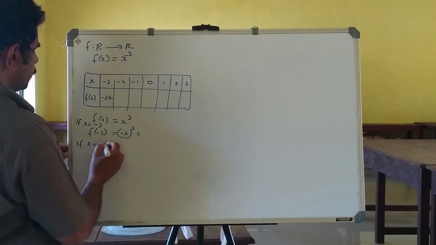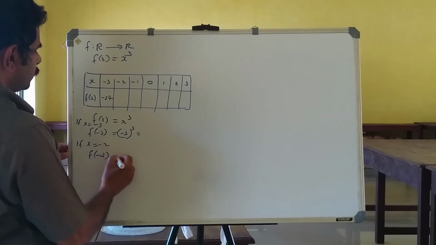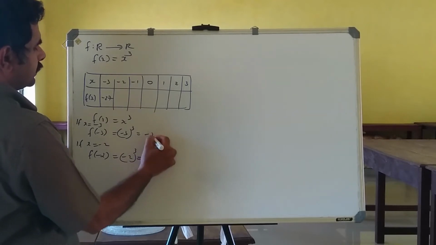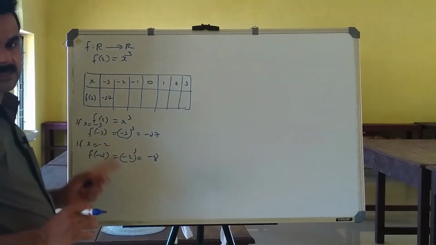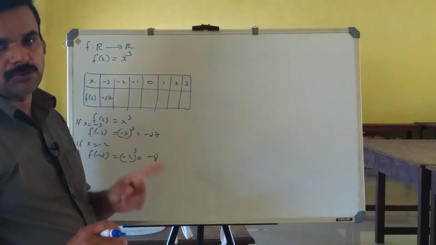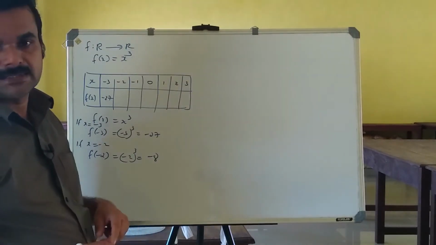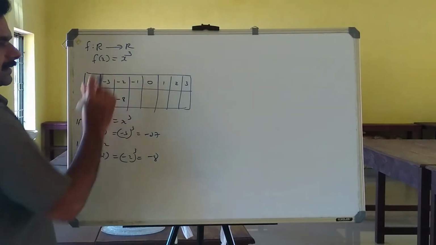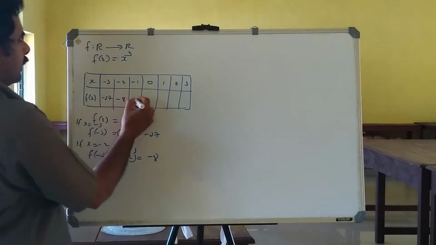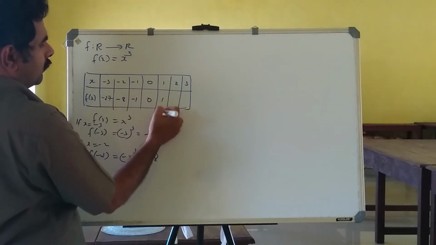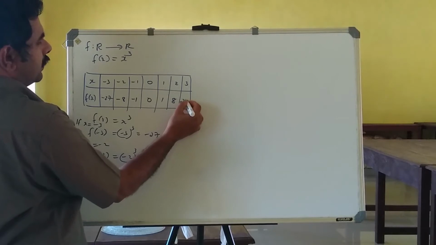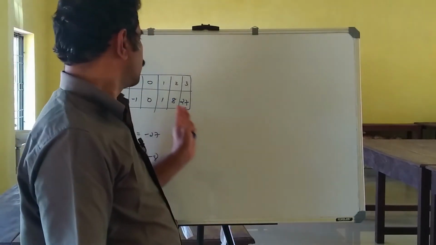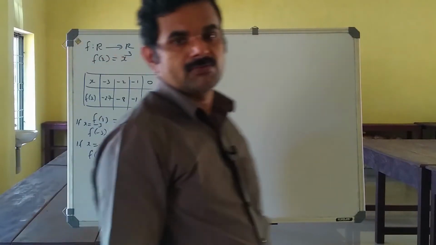If x is equal to minus 2, f of minus 2 is equal to minus 2 cube, that is what? Minus 8. Here minus 27, minus 8. Minus 2 into minus 2 into minus 2, 2 into 2 into 2, 8. The cube of a negative number is always a negative number. So it is minus 8. Minus 1, 0, 1, 8, 27. So we can draw an approximate graph of this cubic function.